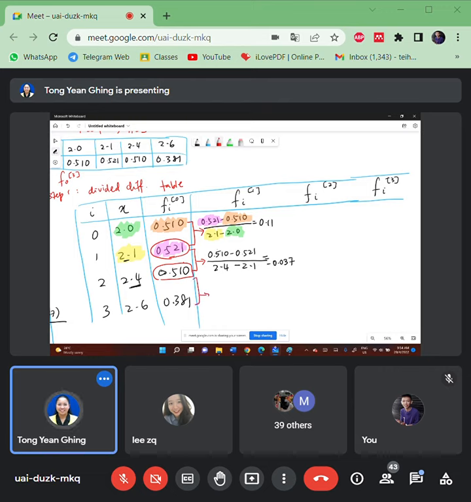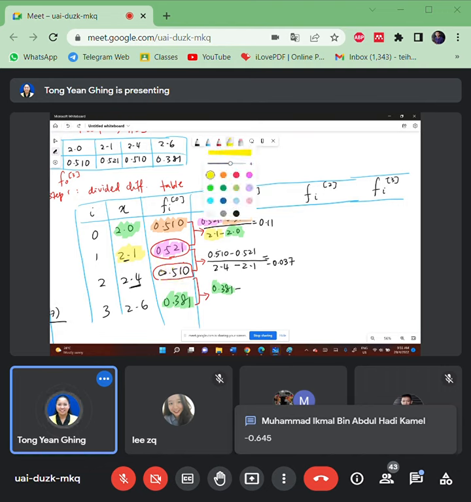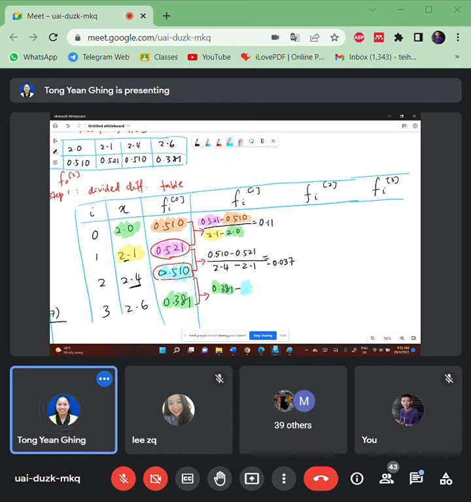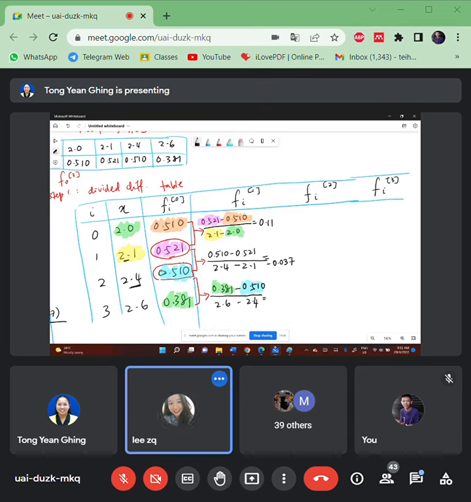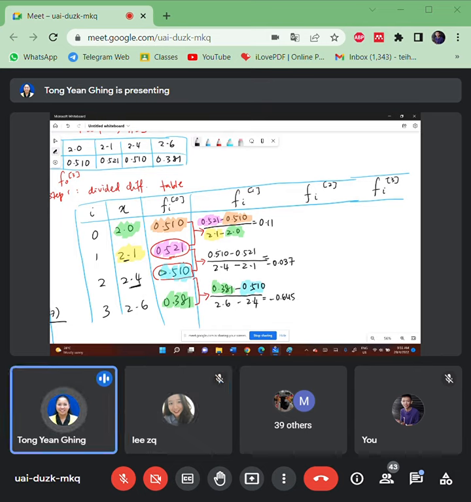And then here, consider these two. That means this one, 0.381 minus, ini kan, minus dengan atas dia. This one, 0.510. So divide by 2.6 minus 2.4. Negative 0.645. Negative 0.645.